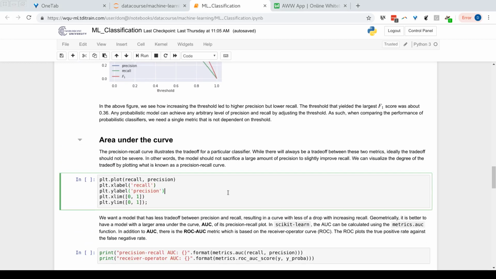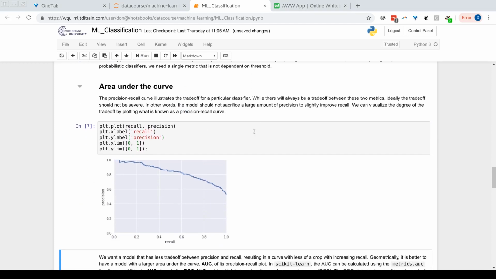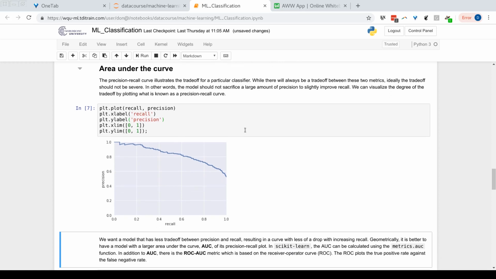So let's go ahead and visualize our results in a different format, a different way. In this case, we're not plotting precision alone. Instead, we're plotting precision versus recall. So precision on the y-axis, recall on the x-axis. Same behavior we saw before, makes sense. As recall increases, precision decreases. Now we don't want this decrease to be as severe. So you can think of this level of drop as a measure of how severe the trade-off is.